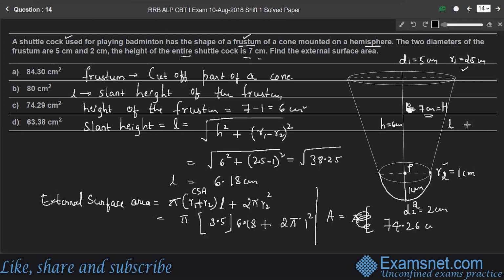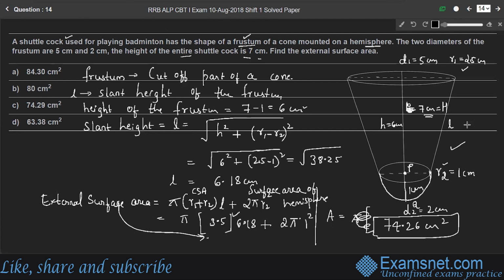74.26 after simplification, right? The external surface area is the sum of the curved surface area of the frustum and the surface area of the hemisphere. Simplify it, students. Take the multiplication part as well as the simplification part. By taking pi as 22 by 7, you will get the answer 74.26, something. So approximately it is 74.29, right? So option C is the right answer.